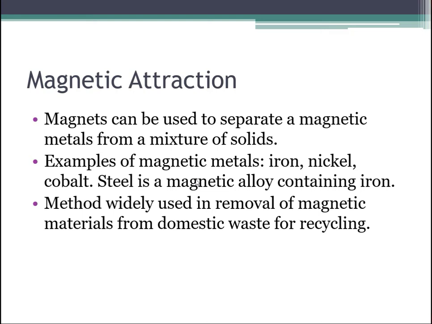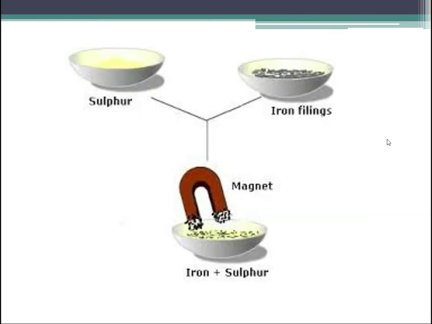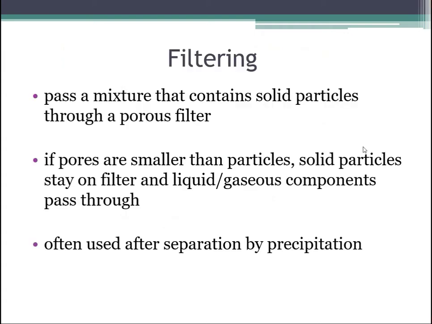So in the event that you want to separate out materials and one of the materials was magnetic and the other ones were not, then you could simply use a magnet to attract the material containing the iron, the nickel, or the cobalt. If I had a combination of sulfur and iron filings mixed together, not chemically reacted, I could just stick a magnet in there and pull out the iron filings. That would work perfectly fine. That's pretty easy, and again, very specific. One of the materials has to be magnetic.